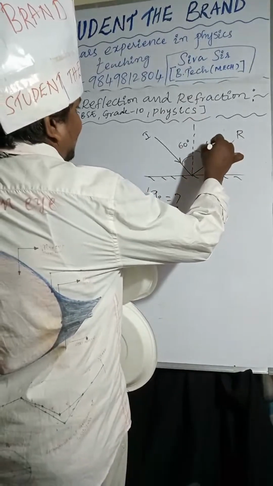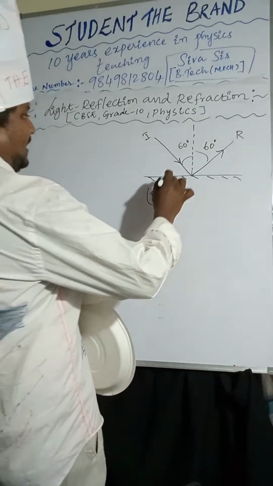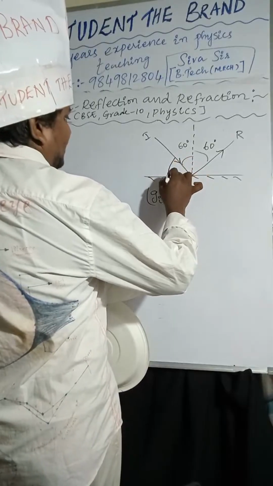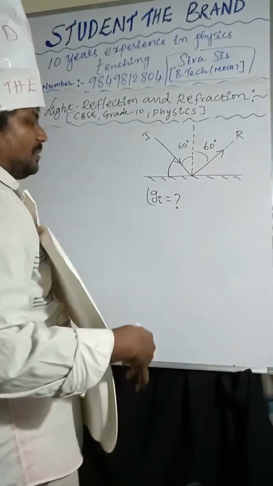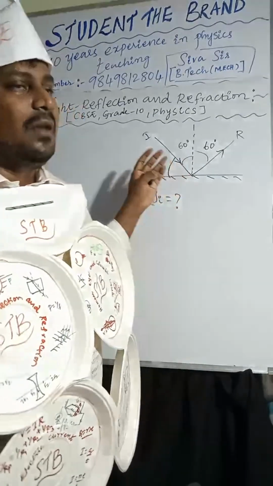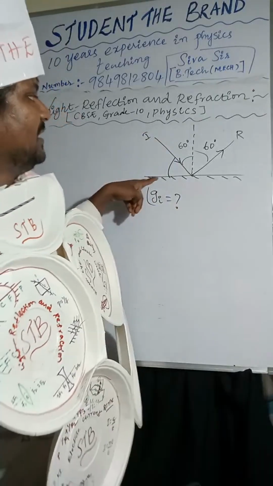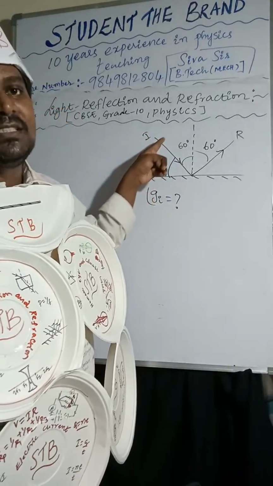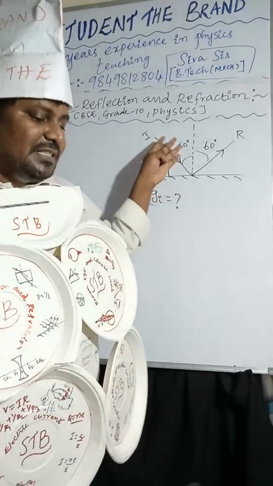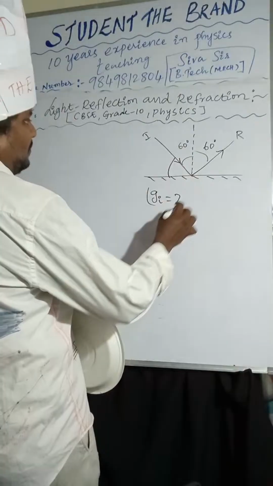But they're asking about the glancing angle. The glancing angle of incidence is nothing but the angle between the incident ray and the plane surface. This question they will ask. This is the incident ray and this is the plane surface. This angle is called the glancing angle of incidence.